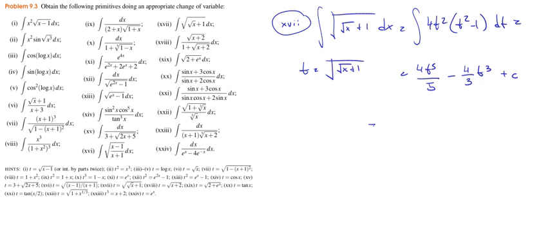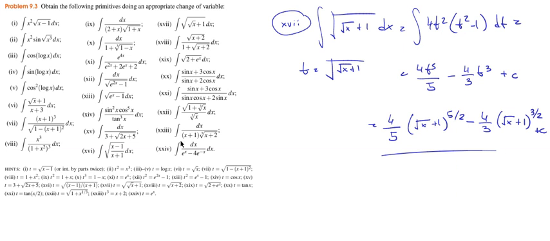Now if you undo the change of variable, this is 4/5 of the square root of x plus 1 to the 5/2 minus 4/3 times the square root of x plus 1 to the 3/2 plus c. Okay.